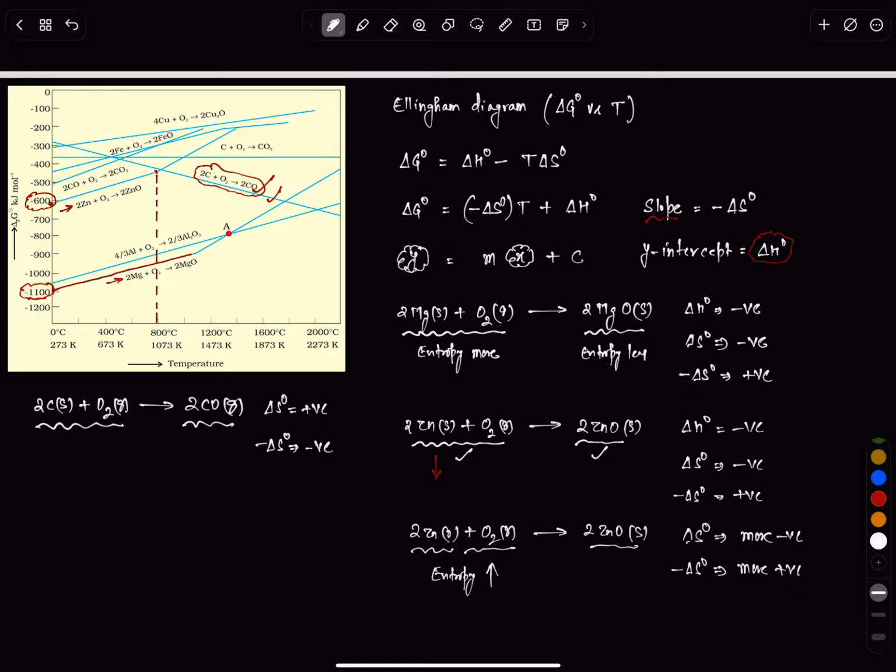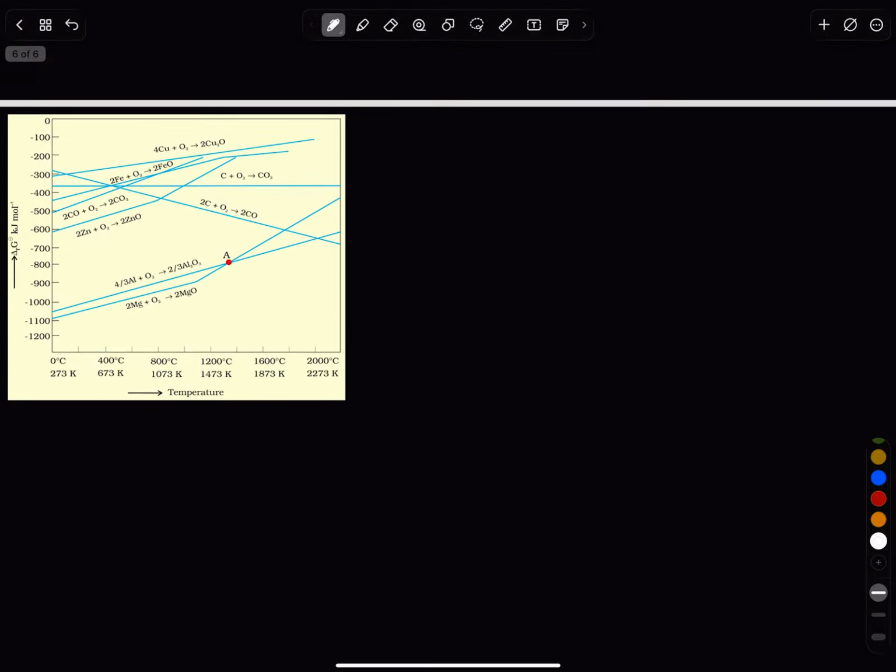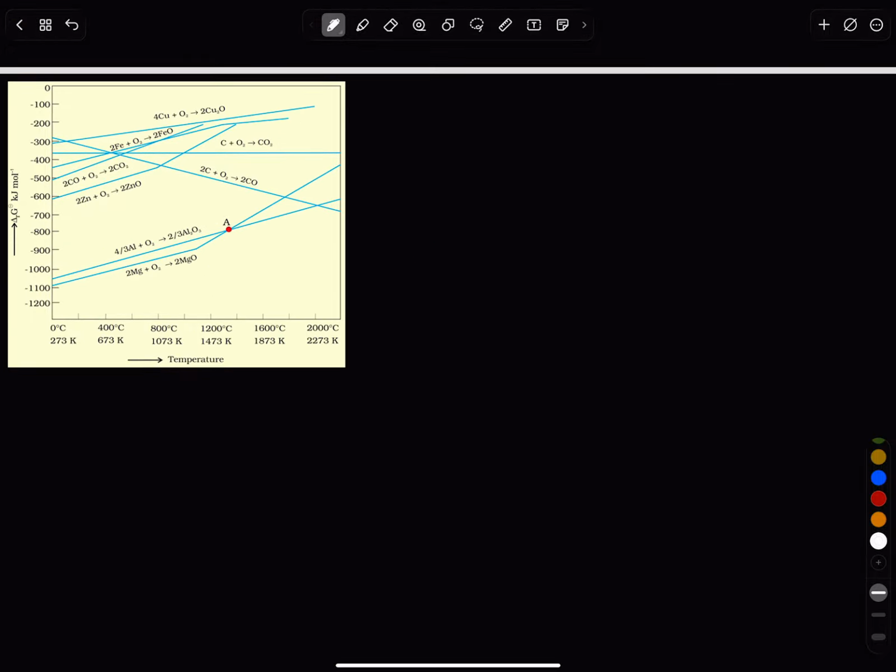So that is one of the limitations of the Ellingham diagram, that the delta H naught and delta S naught are constant in a range of what? Temperature, right? Now, as we have understood this Ellingham diagram, let's learn how to apply it. Once we learn the application part, we can solve that question easily.